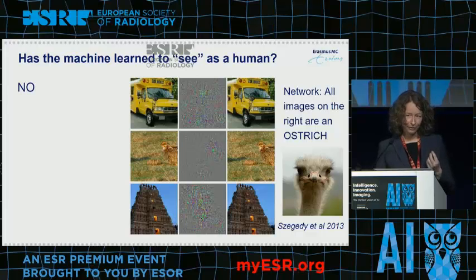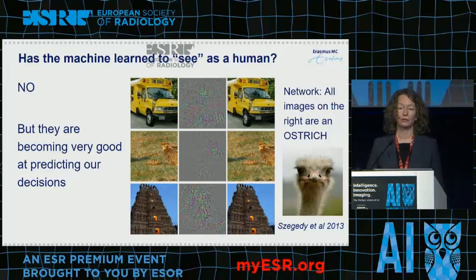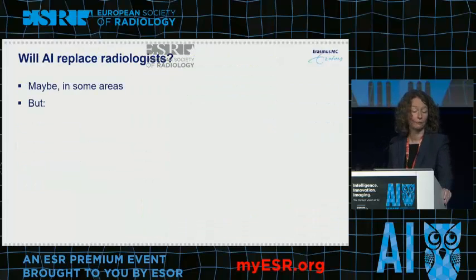So this is a quite surprising result, but it won't happen by itself in practice. It only happens if you really try to trick the system. But it illustrates nicely that the network makes decisions differently than you do, and it also can make errors that you would not expect it to make. So the machine can't see as a human, but it's becoming very good at predicting our decisions. Now, will AI replace radiologists?